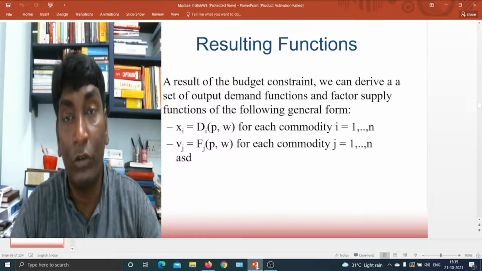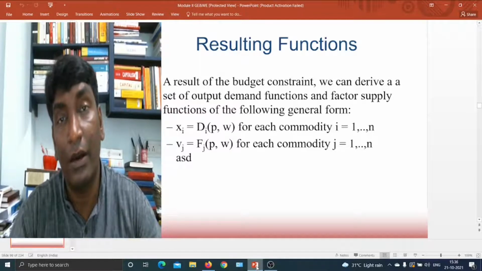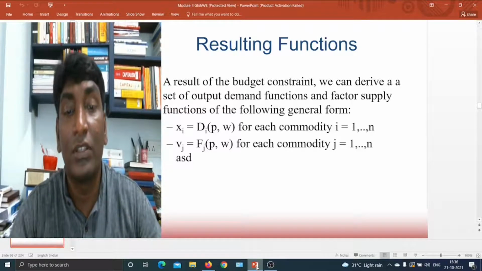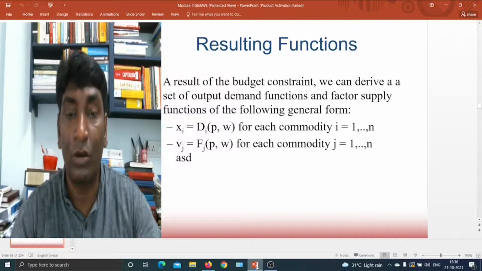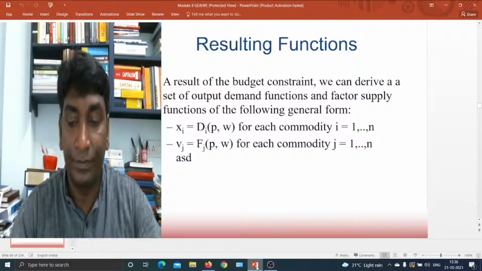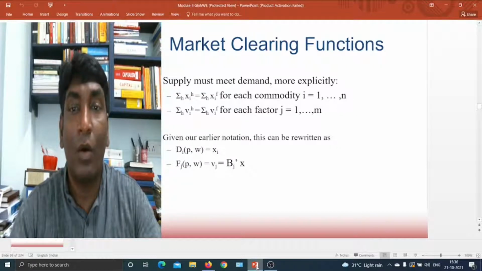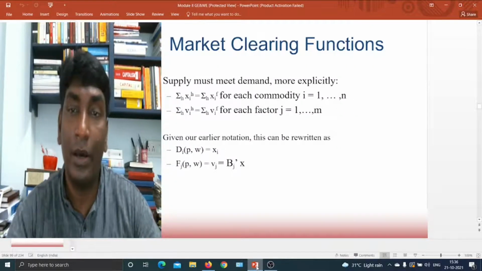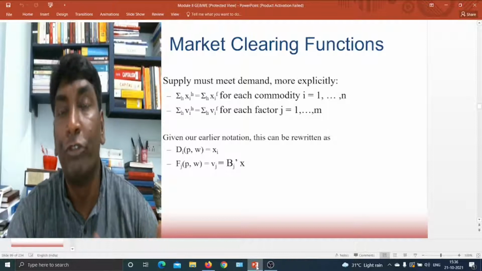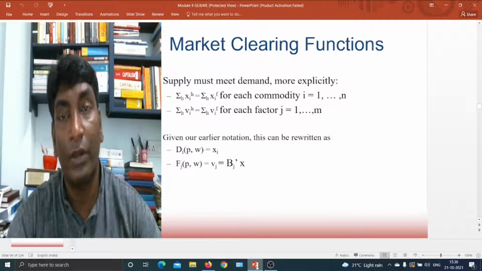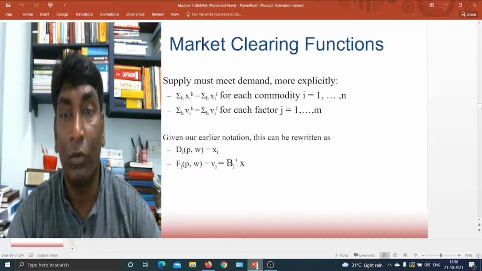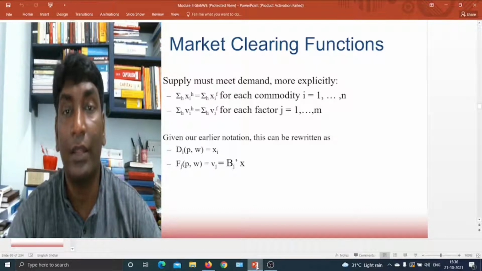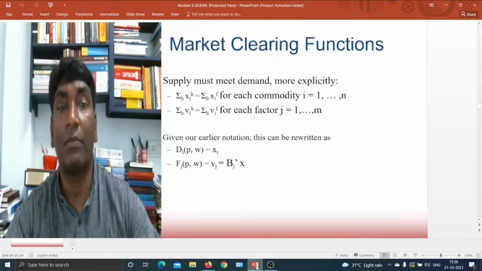So you also have an inverse, pj which is fj(pw) for each commodity j, which is equal to 1 to n. Okay, now once you have this utility function, a utility objective function, and the commodity cases, then the market clearing function can be discussed very simply.